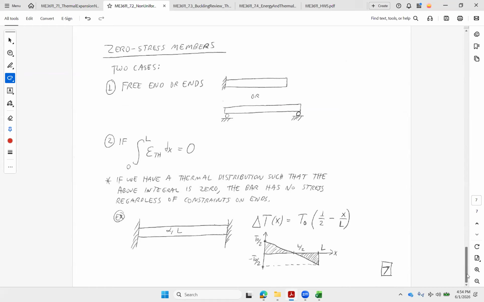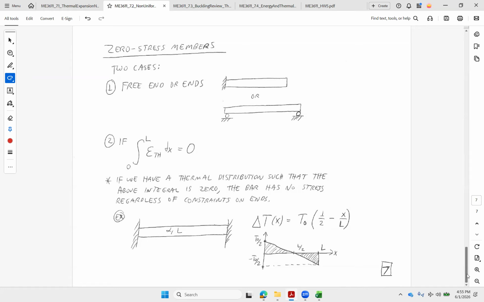So zero stress members, there are two ways that we can end up with zero stress members. One of them we already talked about was having one or both ends free, right? Don't have any supports on either end in the axial direction, or we don't have it on one end, it's free, then we can't build up any force inside it. So that means zero force and zero stress.